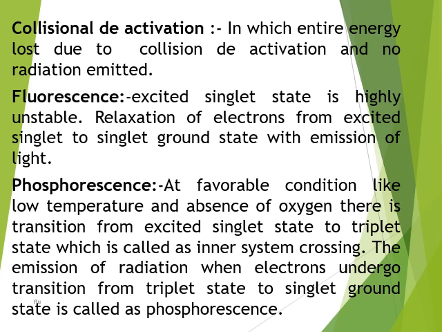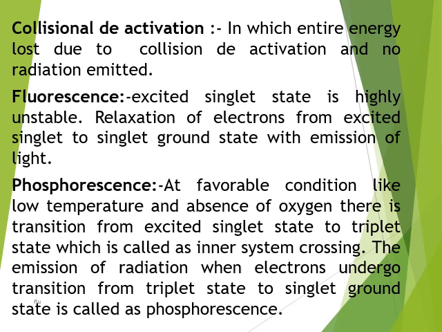Now, in fluorescence, I explained the relaxation of electrons from the excited singlet state to the ground state with emission of light. That is fluorescence. When they are excited, they are highly unstable, so they have to return to their ground state. On returning, they emit fluorescence.